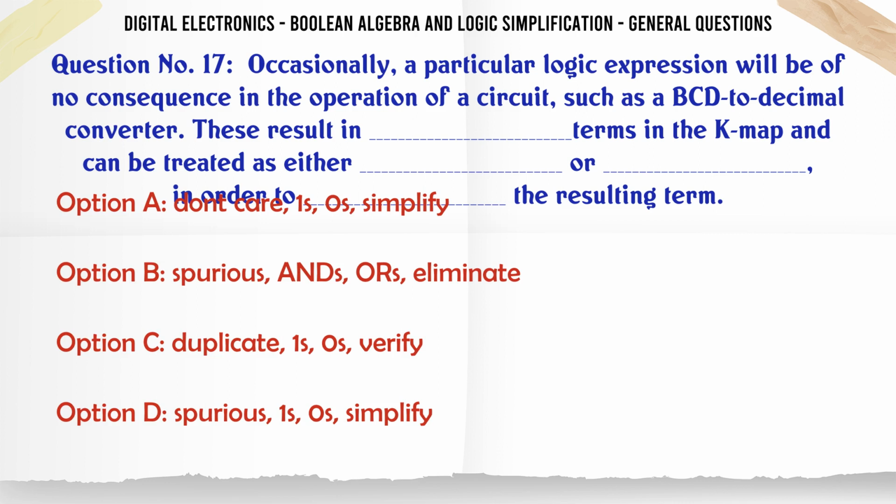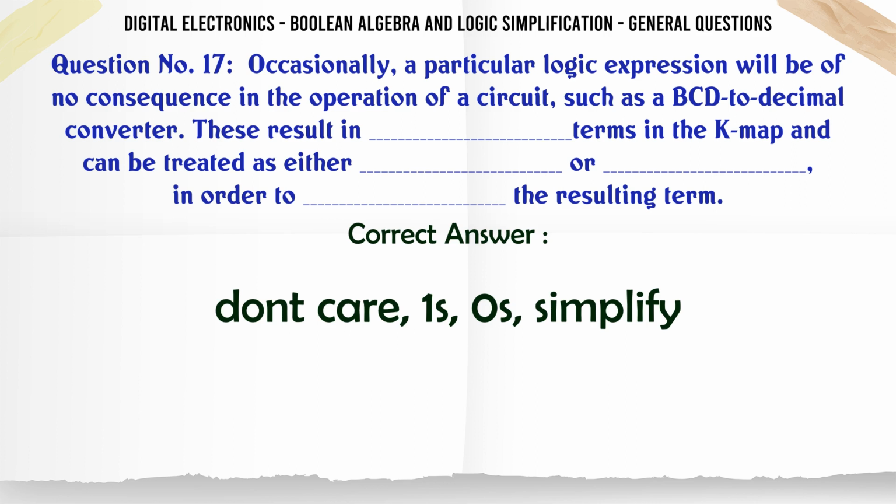Occasionally a particular logic expression will be of no consequence in the operation of a circuit, such as a BCD-to-decimal converter. These result in terms in the K-map and can be treated as either 1s or 0s in order to simplify the resulting term. A, don't care, 1s, 0s, simplify. B, spurious, ANDs, ORs, eliminate. C, duplicate, 1s, 0s, verify. D, spurious, 1s, 0s, simplify. The correct answer is don't care, 1s, 0s, simplify.